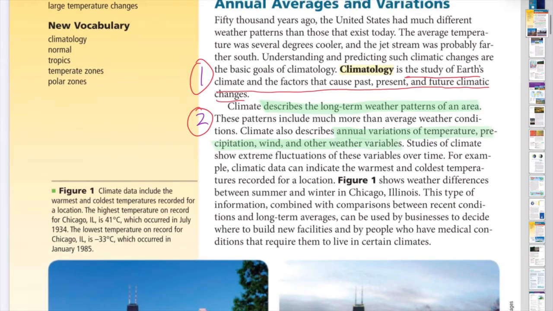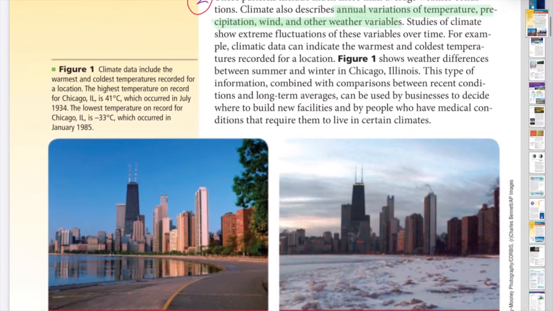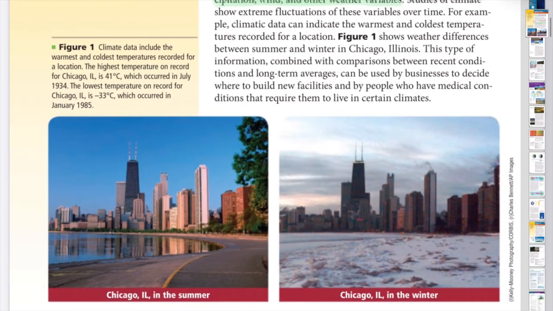Studies of climate show extreme fluctuations of these variables over time. For example, climatic data can indicate the warmest and coldest temperatures recorded for a location. Figure 1 shows weather differences between summer and winter in Chicago, Illinois. This type of information, combined with comparisons between recent conditions and long-term averages, can be used by businesses to decide where to build new facilities and by people who have medical conditions that require them to live in certain climates.